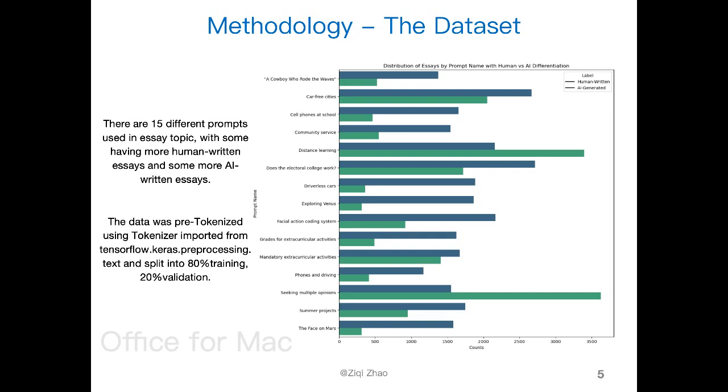Now, a more specific exploration of the data. There were 15 different prompts used as essay topics, so the data was fairly standardized, with some having more human-written essays and some more AI-written essays. So we can, for example, see car-free cities, which had a series of human-written and AI-generated essays on this specific topic. Now, the data was pre-tokenized using a TensorFlow tokenizer, and also split into 80-20 training and validation data.